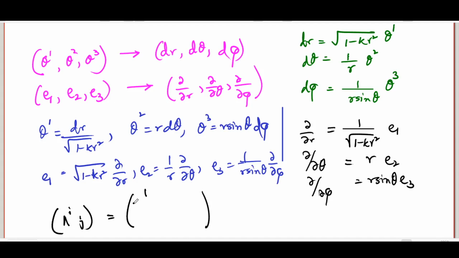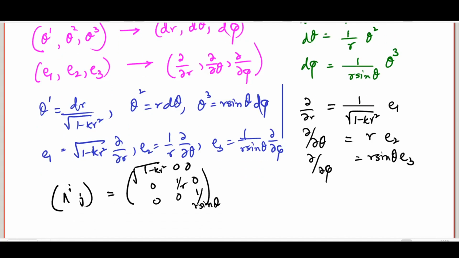The lambda^i_j's are given by root over 1 minus k r squared, 0, 0, 0, 1 over r, 0, 0, 0, 1 over r sine theta. On the other hand, the covariant vector component transformation coefficients which form this matrix are to be read off from the way in which the basis vectors, not the basis covectors, but the basis vectors transform, and that is why this is what you get.